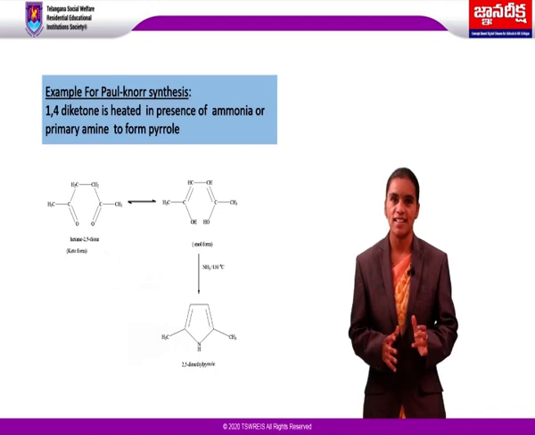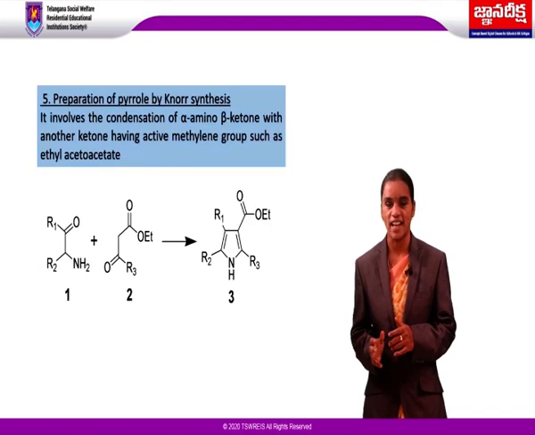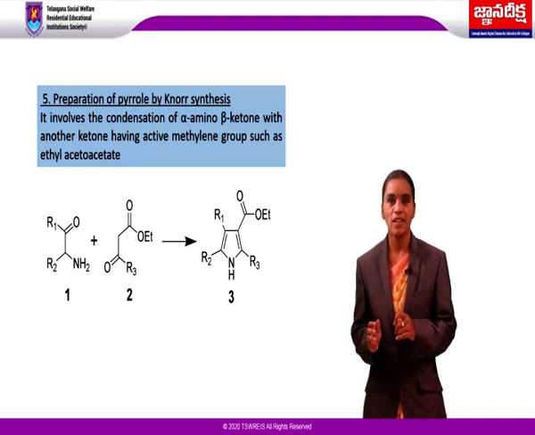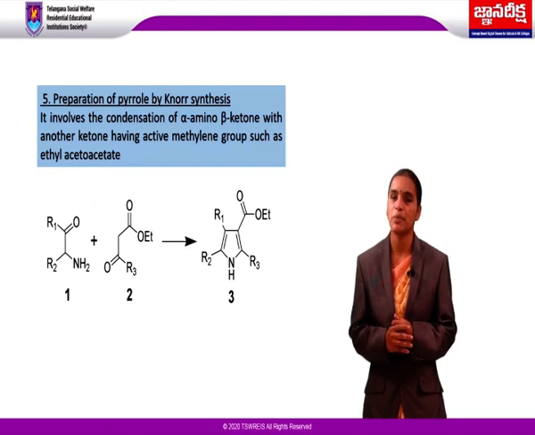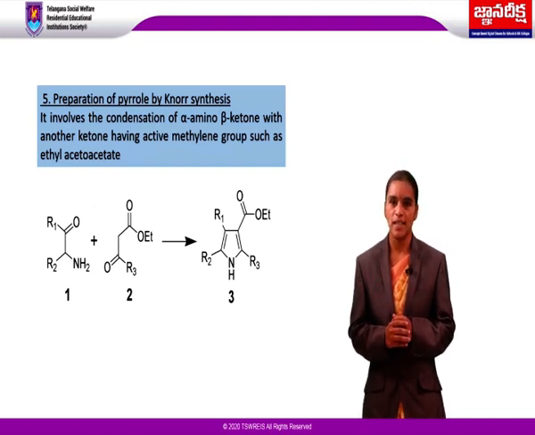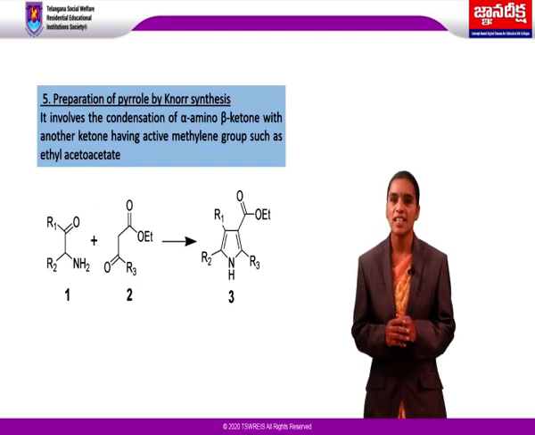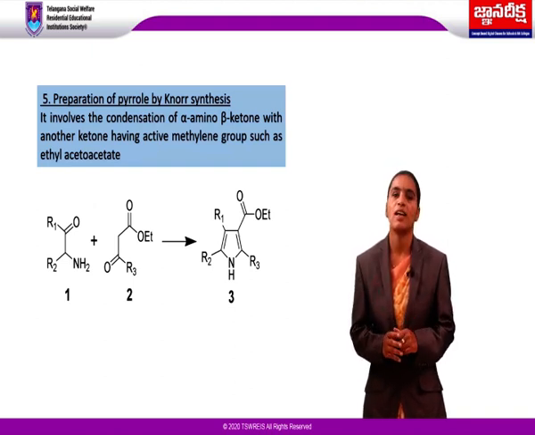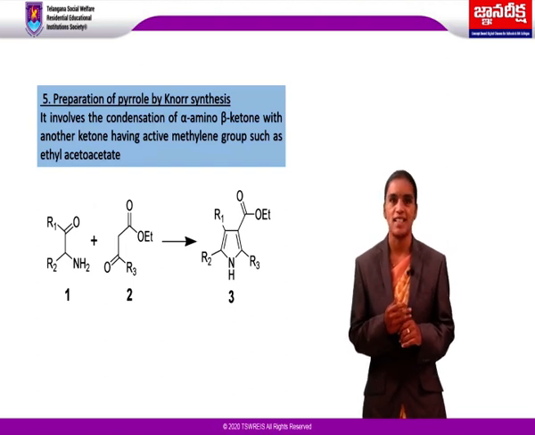Next one is Knorr synthesis. This is also a condensation reaction. It involves the condensation of an alpha amino ketone with another ketone having an active methylene group. Here active methylene means having a CH2 group in between electron withdrawing groups such as ethyl ester. See the reaction here. First one is the alpha amino ketone and the second one is the ketone having an active methylene group, and condensation will give a substituted pyrrole. This is also a very important precursor in various drug syntheses.